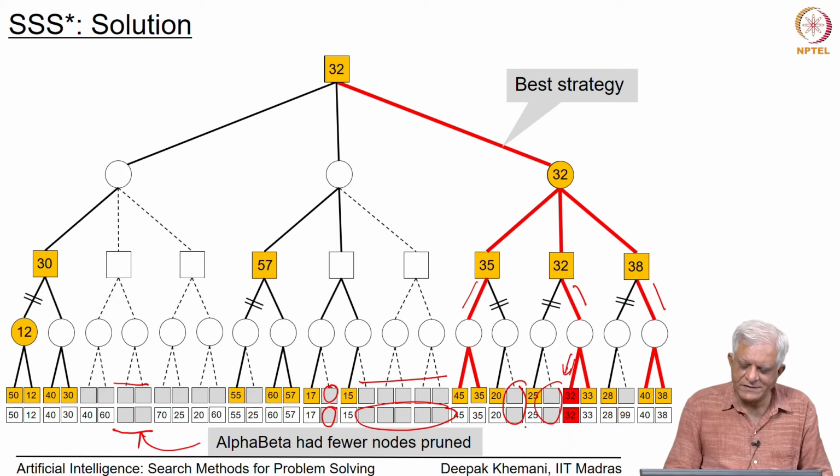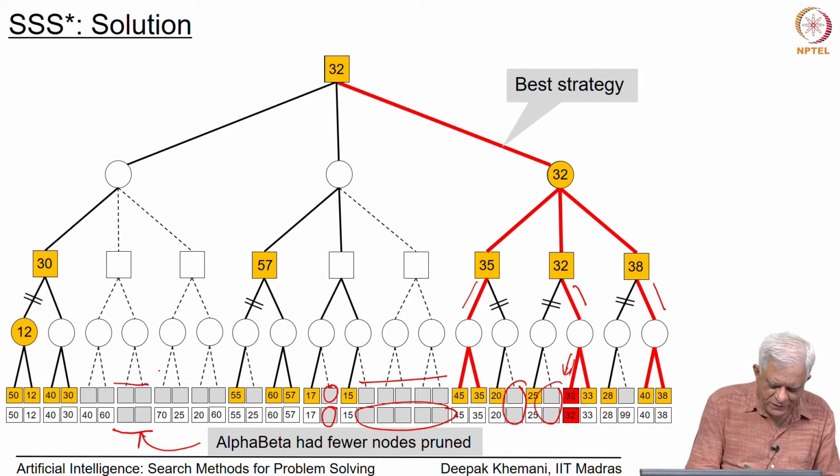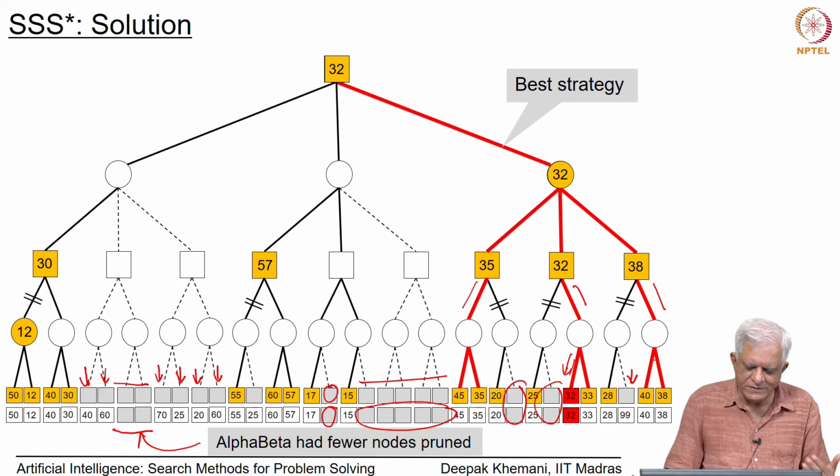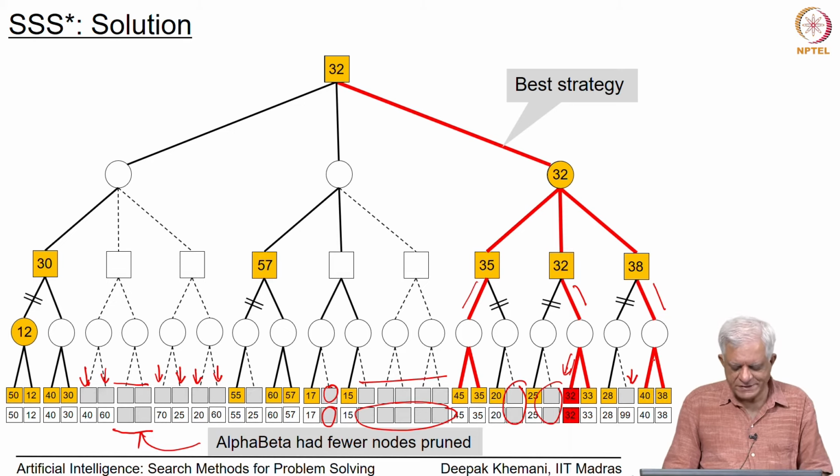So, in that sense SSS star is distinctly better, because apart from that there are certain nodes which alpha beta saw, but SSS star has pruned. You can see that SSS star has not been influenced by the ordering of the nodes, it has only looked at the nodes in a particular order and it has pruned more nodes than alpha beta in general. So, in that sense SSS star is a superior algorithm to alpha beta.